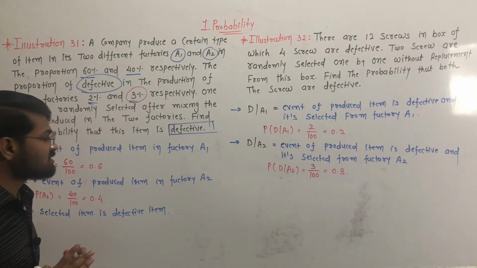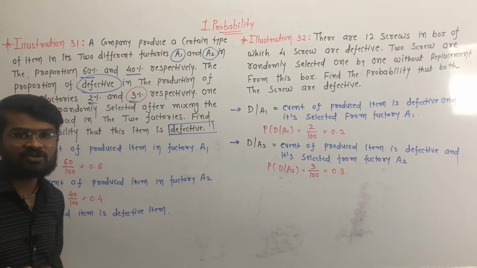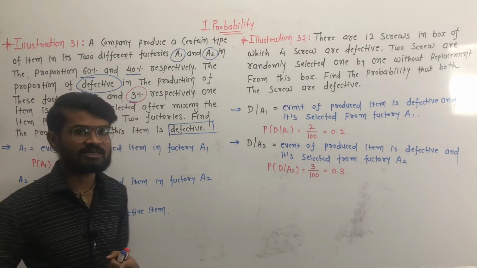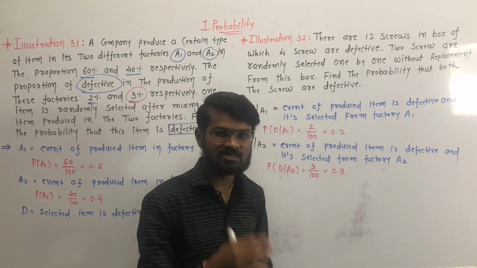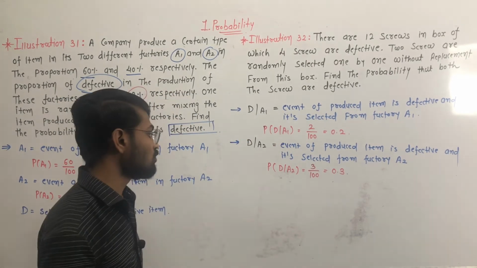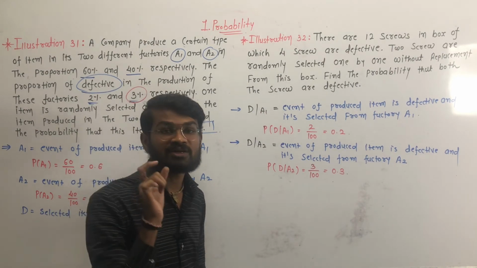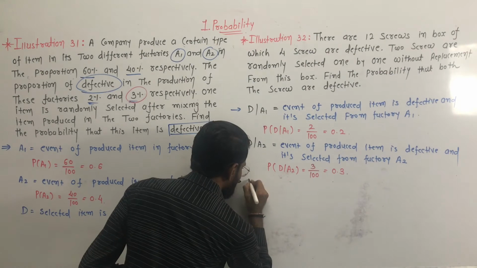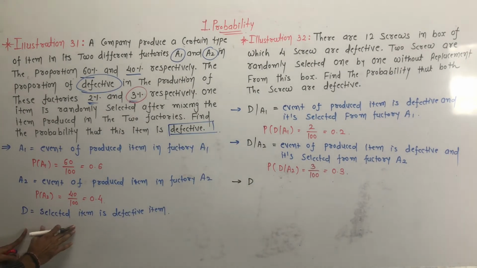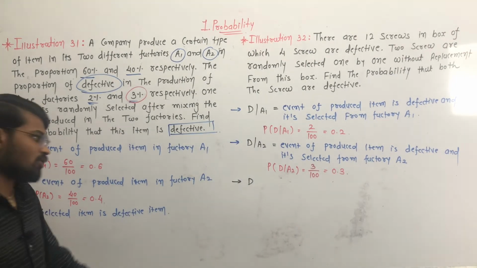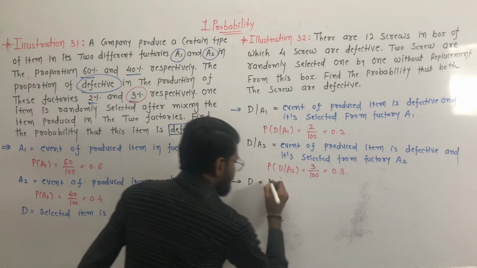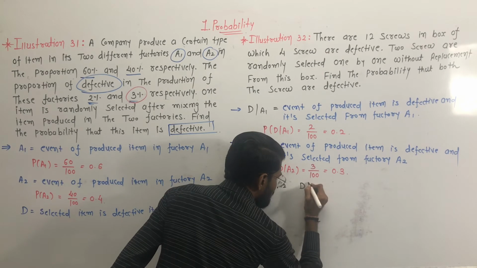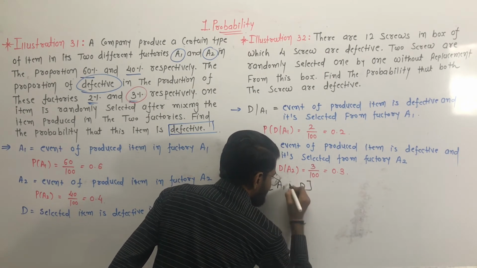Okay, but our task is to find the probability of the defective item. Defective item हमको सिलेक्ट करनी है, तो यहाँ पे दो कंडीशन हो सकती है. डिफेक्टिव आइटम है वो हमने फैक्ट्री A1 में से सिलेक्ट की हुई होगी, या तो फैक्ट्री A2 में से सिलेक्ट की हुई होगी. Yes, so our final event is that event D, and the event D is that the selected item is a defective item.